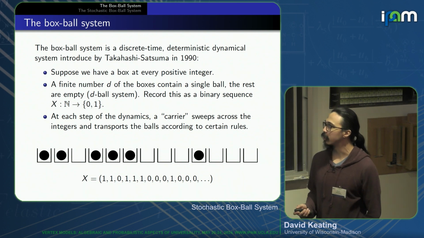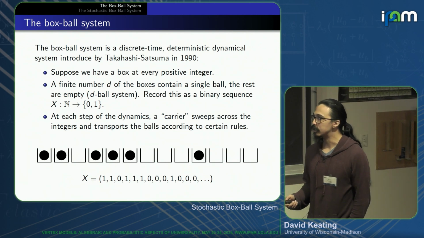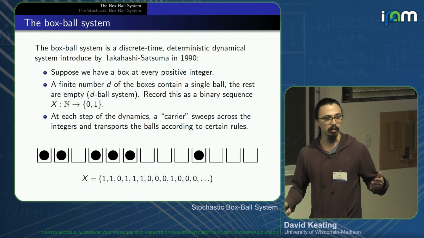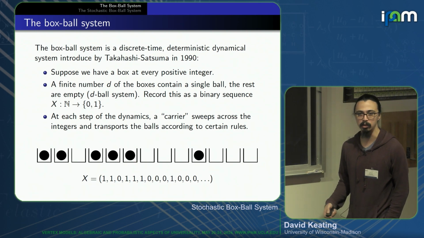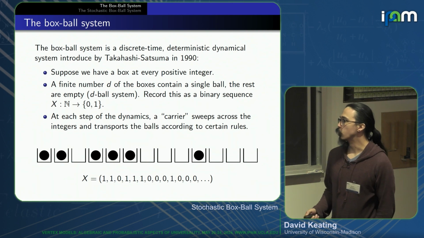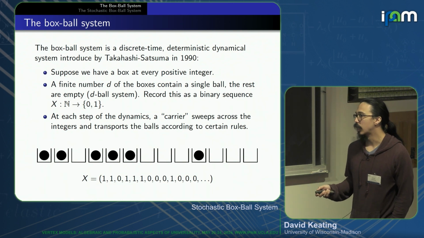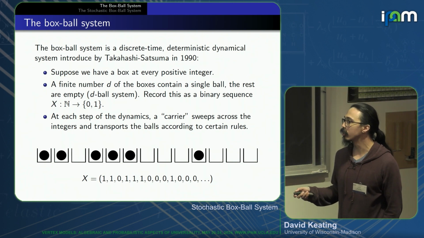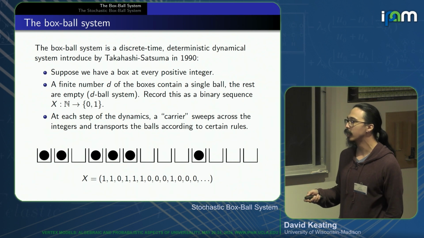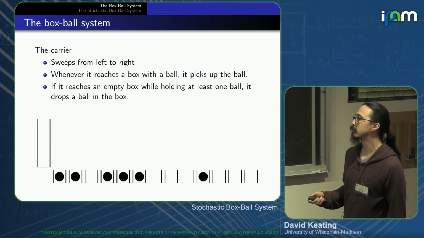Okay, so we're going to think of having a box at every positive integer, and in some finite number of those boxes, let's say D boxes, are going to contain a single ball, and the rest of the boxes will be empty. So we'll call this a D-ball system, since there are D balls. We can record this as just a picture where we have some boxes with balls in them, or as a binary sequence. And there's going to be some dynamics on this system, where at each step of the dynamics, something called a carrier is going to sweep across from left to right and transport the balls around according to some rules. So how does this carrier work?